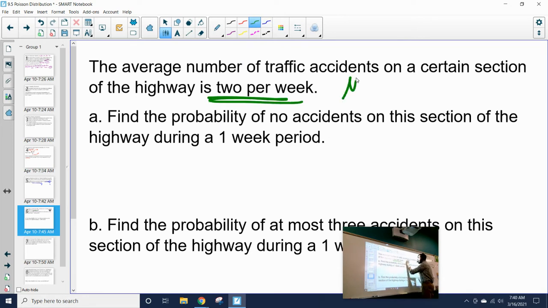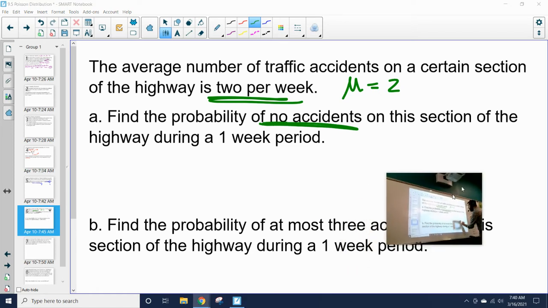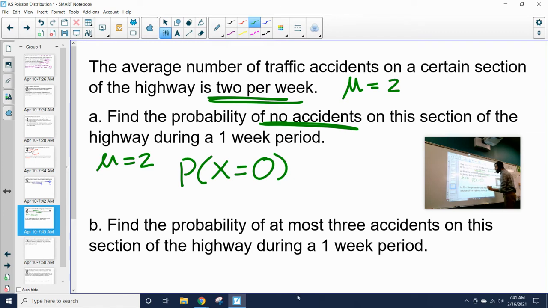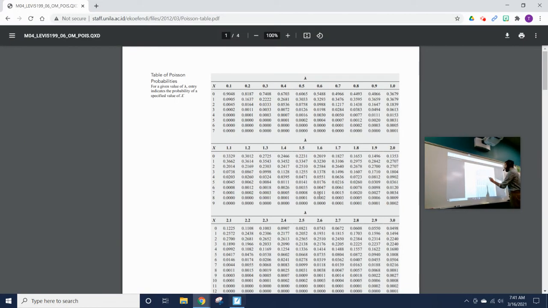So on average, I have 2 accidents per week. I want to find what is the probability that no accidents are going to occur on just a random given week. So this is a Poisson distribution because we have an average. Our average, like we said, was 2. We're looking for the probability of x equaling 0. So all I need to do is go to my chart and look for 2.